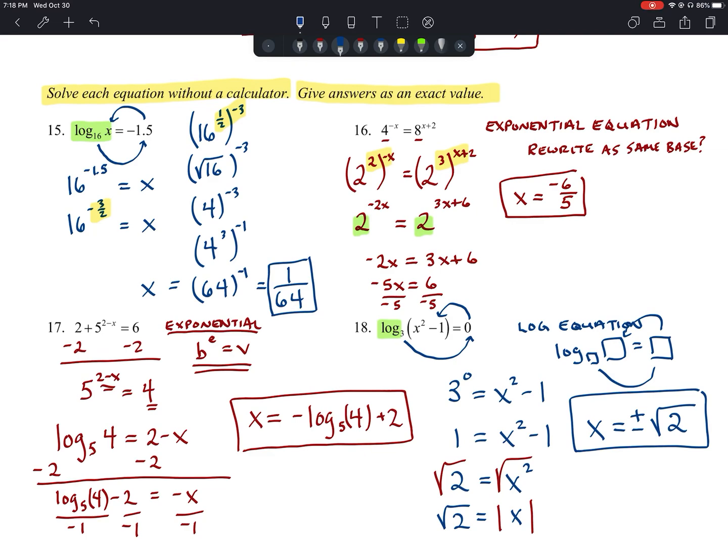Now for that one, you always want to go back and plug it into the original equation, because we don't want to end up with a negative in there. But in this case, when we square negative or positive radical 2, we're still going to end up with 2, and so that one should end up working out. All right, that is 15, 16, 17, and 18 from the Chapter 3B quiz review.